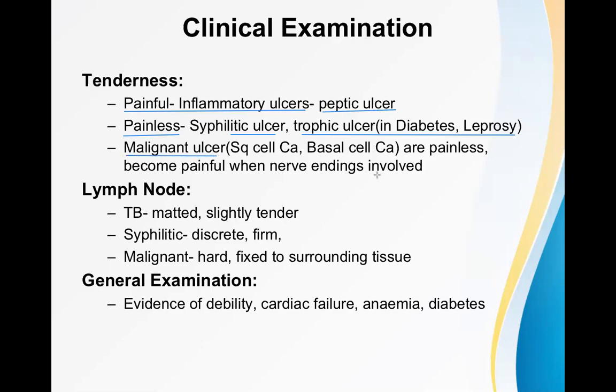Regarding the malignant ulcer, and these are the examples for you, squamous cell carcinoma and basal cell carcinoma of the skin, they are painless in the beginning, but they become painful when nerve endings are involved. And there are three important mechanisms which I already explained to you. One of them is local invasion. Second, metastasis. And third is direct pressure given by the enlarging mass of the malignancy.